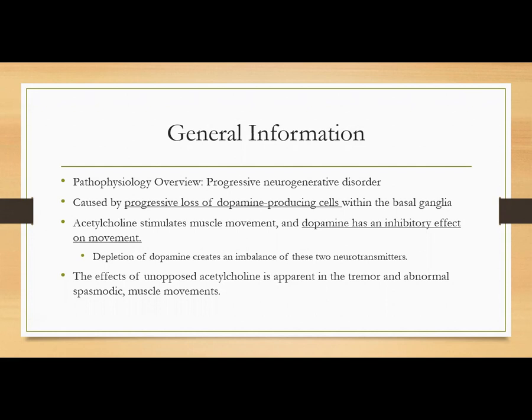So basically, in a nutshell, what this is an issue with is our neurotransmitters. We have too much acetylcholine, but not enough dopamine. So we basically have the things that's going to make us have too much muscle movement and not the things to kind of block that muscle movement.